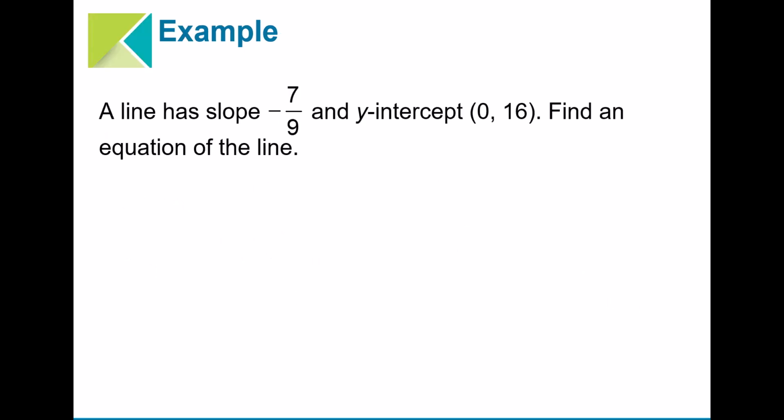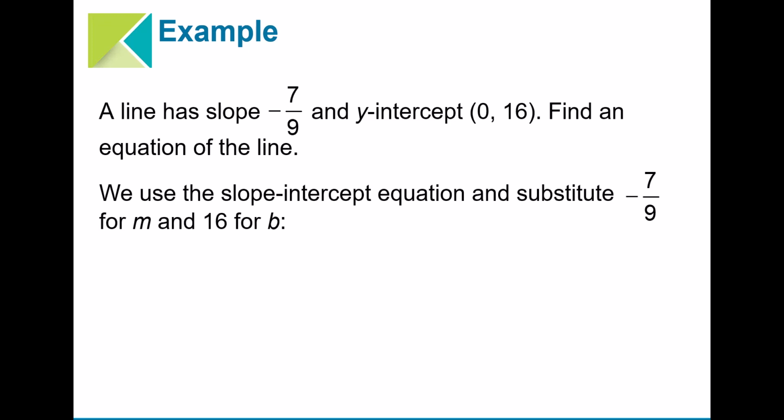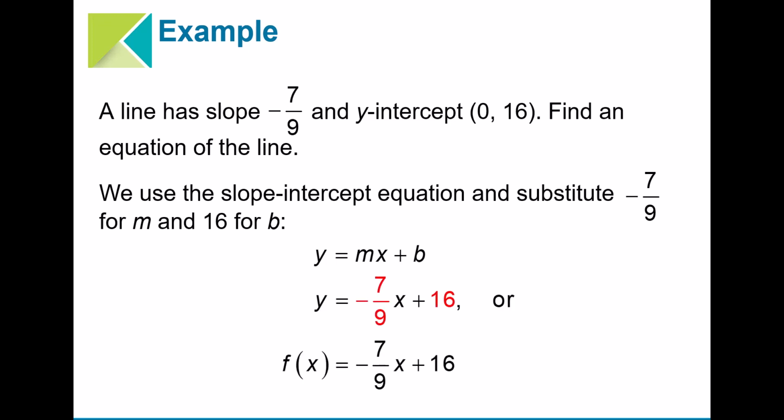So if you're given a line has a slope of -7/9, my brain goes, oh, this line is going down, negative slope, and it is hitting through the y-intercept at the point (0, 16). I can quickly find an equation for this line because I know the slope and I know the y-intercept, and so I just simply plug this in either in the y equals format or the function format.